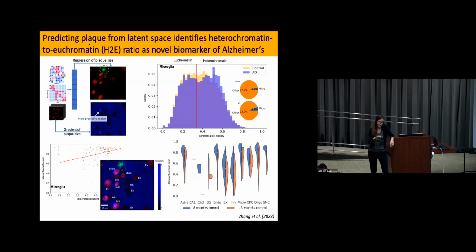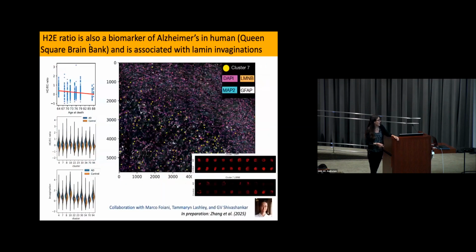getting more compacted. Now, in ongoing work, we were able to, in collaboration with Tamara and Lashley at Queen Square Brain Bank, actually look at whether this is the case also in humans. And so we're very excited that, again, we see the same trend that heterochromatin to euchromatin ratio goes down with aging. However, and again, we took cellular embeddings of every one of our cells. And for all of the clusters that actually show a difference in heterochromatin to euchromatin ratio, you see that heterochromatin to euchromatin ratio always goes up, significantly up in Alzheimer's disease. Exactly what we saw in the mouse models as well.